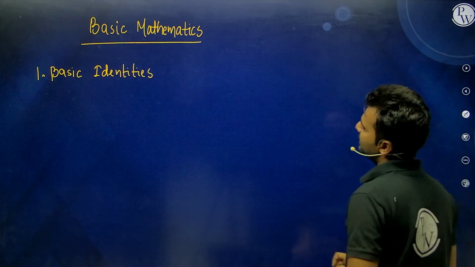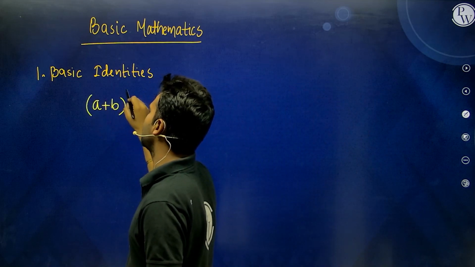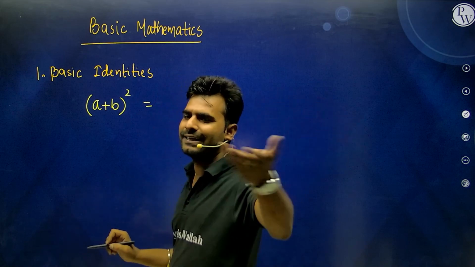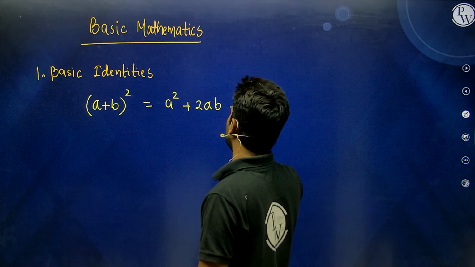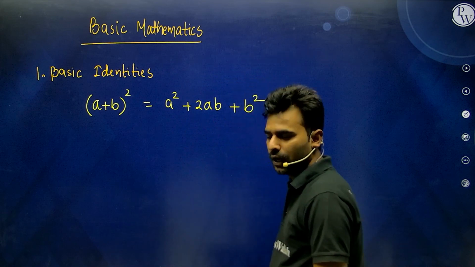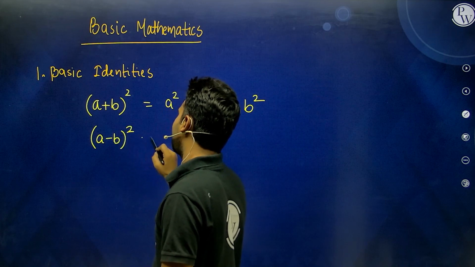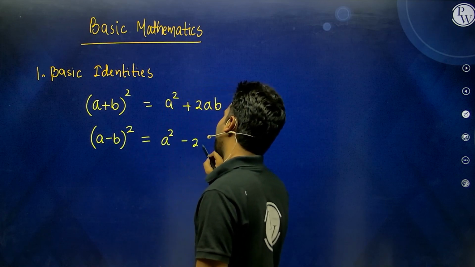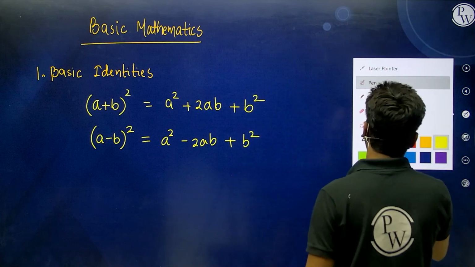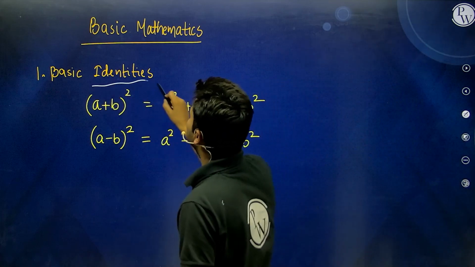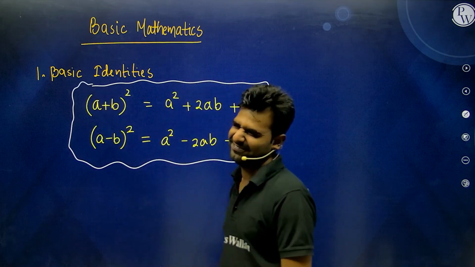Let's say I write this particular thing, (a + b)^2. Now this is equal to what? Everyone knows what it is? a² + 2ab + b². Yes, everyone? Okay. What is (a - b)^2? That is nothing but equal to a² - 2ab + b². Yes or no? Each and every one of you knows these two very basic things. Isn't it easy? Very easy.